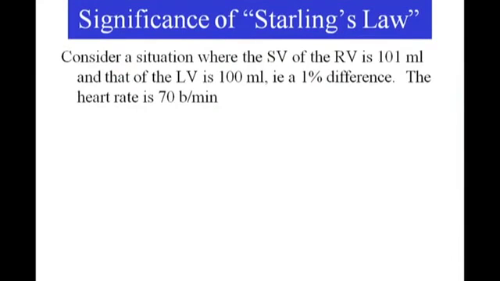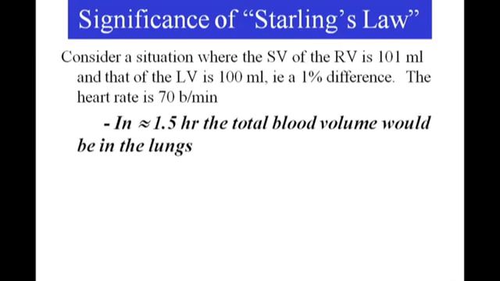Now, why is this law so important? It means that what goes in will go out. So here's an example. Consider a situation in which the stroke volume of the right heart was 101, and that of the left heart is 100. A 1% difference. Pretty good, huh? Imagine if your car is that precise to 1%. And the heart rate's 70 beats a minute. In this situation, in an hour and a half, your total blood volume would be in your lungs. Just do the calculation: 1 ml per beat, 70 beats a minute, work it out. In an hour and a half, your total blood volume is in your lungs.